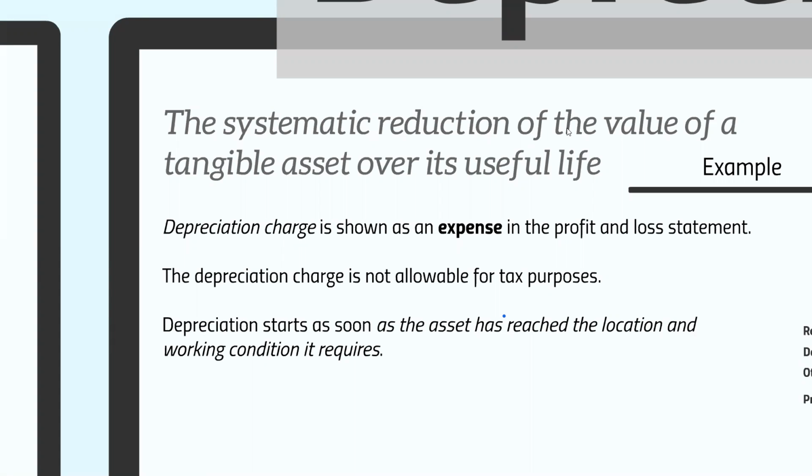And finally, it's important to remember that depreciation starts as the asset has reached the location and working condition that it requires, okay? Now, this is an important point to look out for in the context of an exam question. If, for example, you need to understand when the asset has reached this location and working condition, as you need to ensure that you account for depreciation from this point in your exam answer, okay? And we'll see how this works when we get onto our question in a little bit, okay?